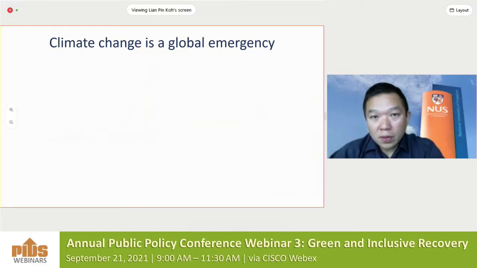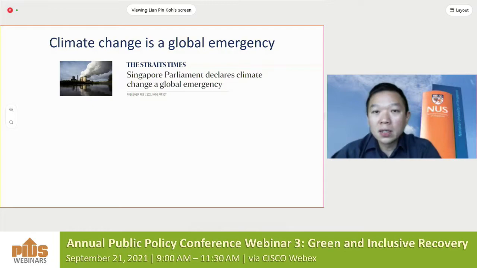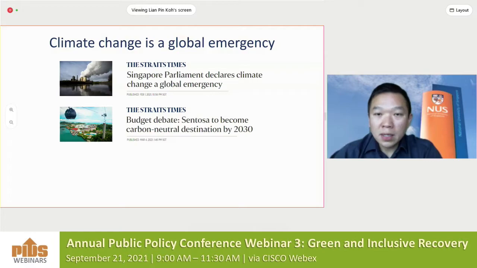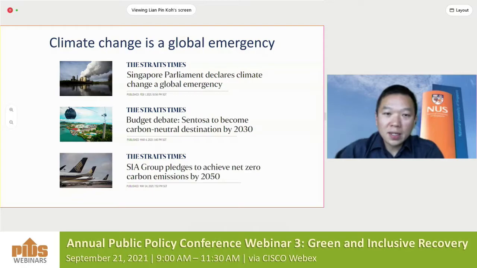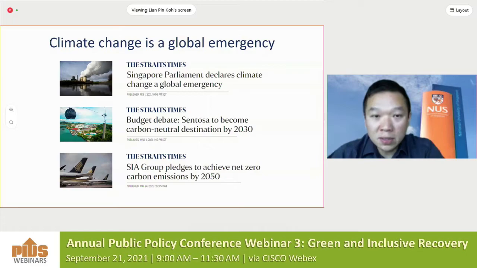In fact, Singapore, my country, is very serious in taking a whole of nation approach to addressing climate change by committing to these ambitious targets. Now, earlier this year, the Singapore Parliament declared climate change a global emergency, along with a suite of green transformation and green growth strategies as part of the Singapore Green Plan 2030. Following that, the government also announced that Sentosa, one of Singapore's most famous tourist attractions, will become carbon neutral by 2030. And following that as well, Singapore Airlines pledged to achieve net zero carbon emissions by 2050.